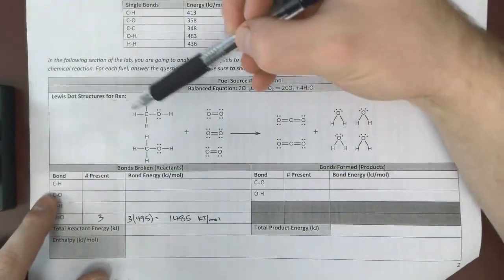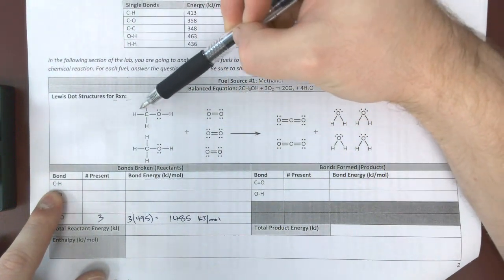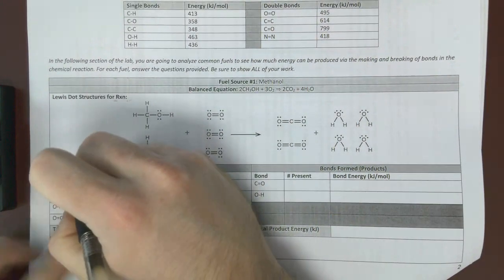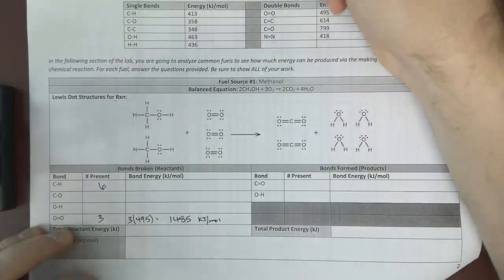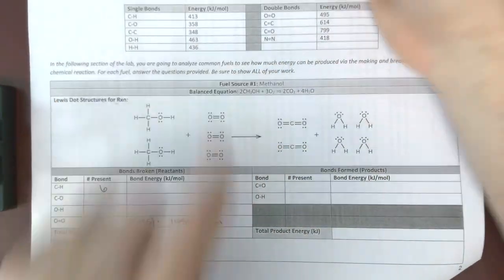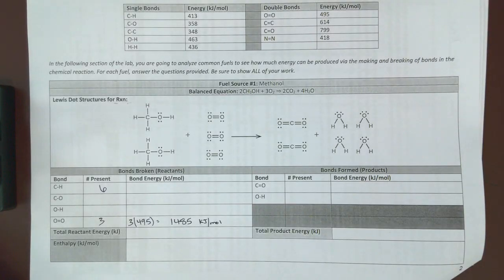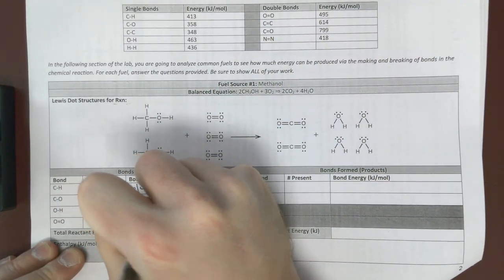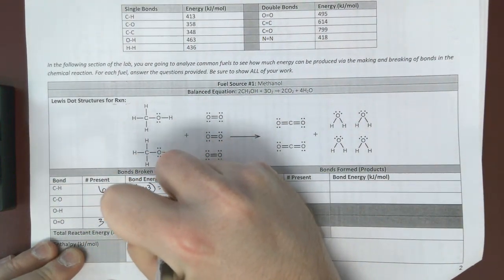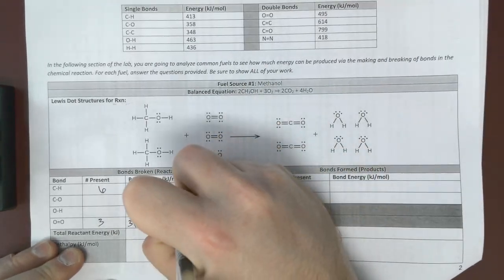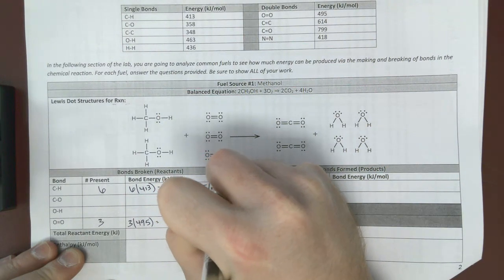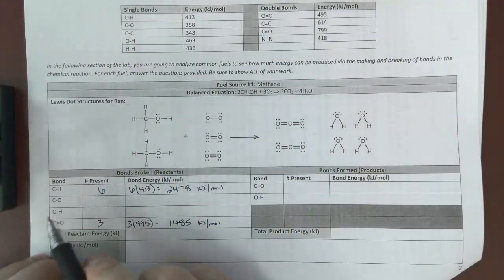Okay. Now let's work our way down. So we have CH. So I have 1, 2, 3, 4, 5, 6. So I have 6 of those. So I'm going to put a 6. And then it's 6 times the bond energy, which is 413. So 6 times 413, and I get 2478 kJ per mole.